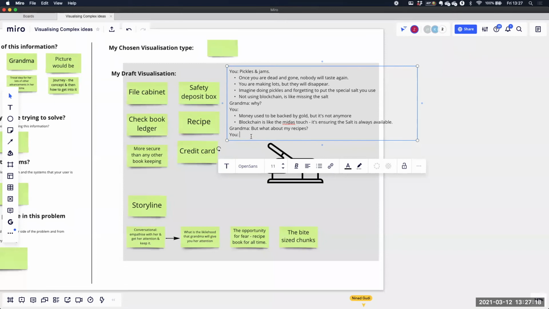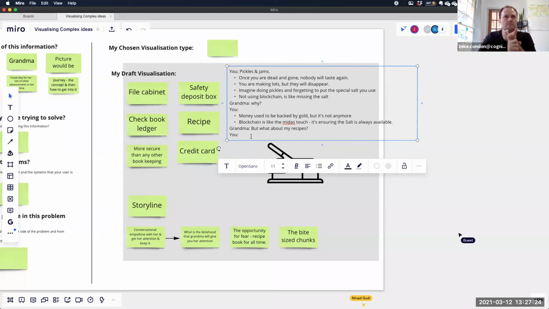How does that work for you? I like it. That's a storyline, which we covered before. That's a metaphor. And there's an analogy in there as well. We haven't put anything down on paper, but we've successfully visualized explaining blockchain to grandma. Cool. That was great. Now, has anyone got any questions?